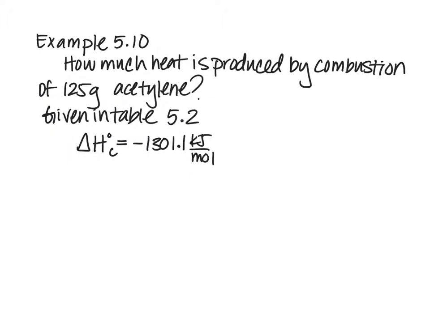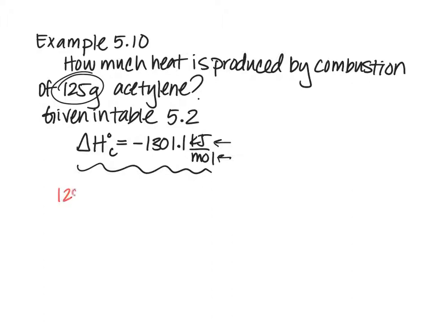Okay, let's look at example 5.10. So the question is, how much heat is produced by combustion of 125 grams of acetylene? So this really is just a stoichiometry problem. What's given to you in table 5.2 is the amount of heat released in kilojoules per mole. So in the table, it gives you specific amounts of heat that are released for the combustion of particular substances. Now, if I look at acetylene, again, in table 5.2, it gives me this value right here, and that's per mole. So essentially, I want to find out how many moles 125 grams is equivalent to.